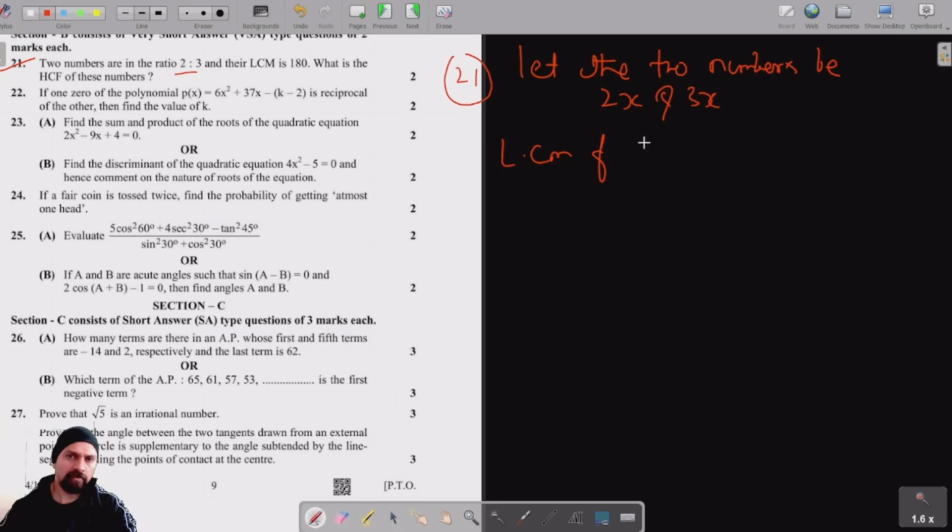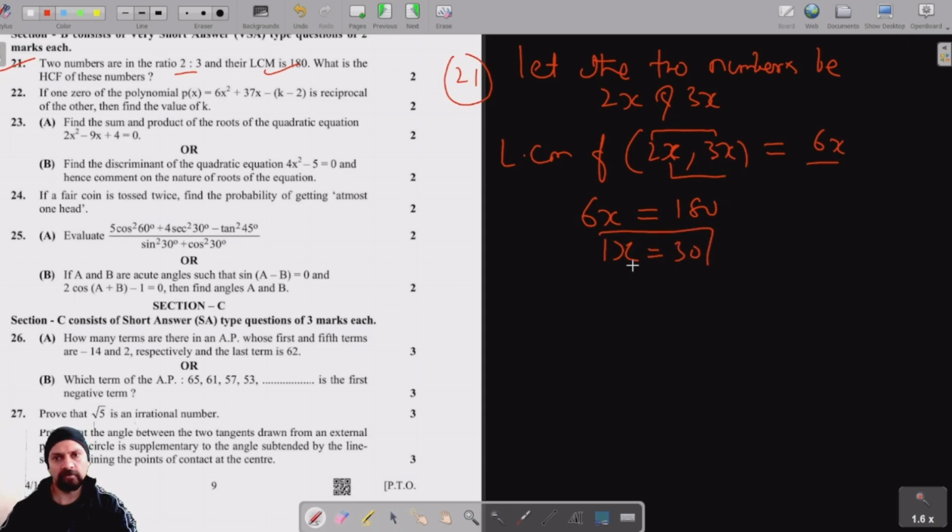Now the LCM of these two numbers 2x and 3x would be, x is common, so this is x, and for 2 and 3, the product, so the LCM would be 6x. For the numbers which are different, we have to take the product, and which are common, we use them once in the product. So LCM is 6x, but LCM is given, which is equal to 80. So 6x is equal to 80, which gives us x is equal to 30.